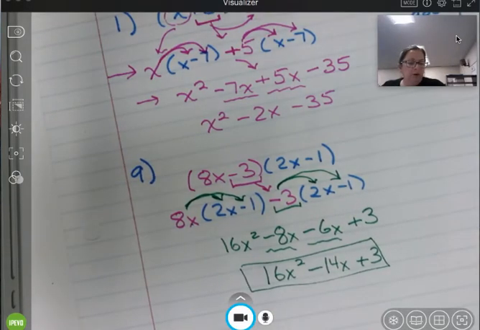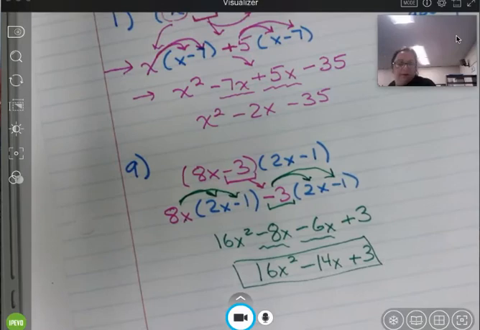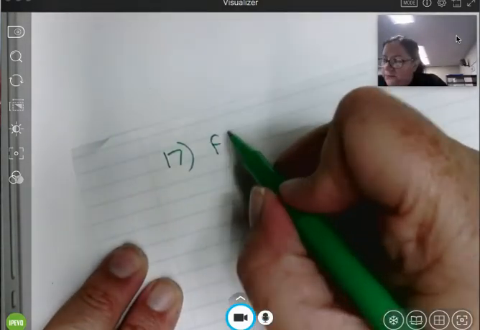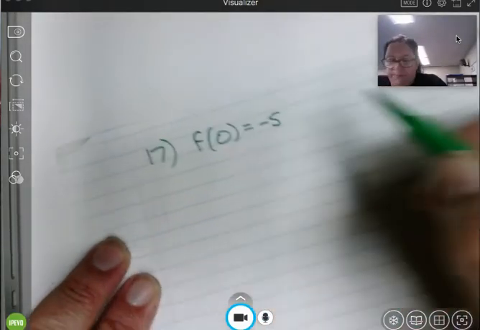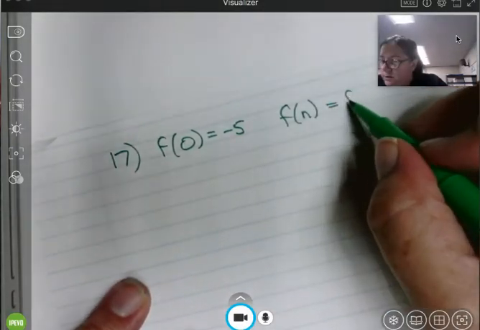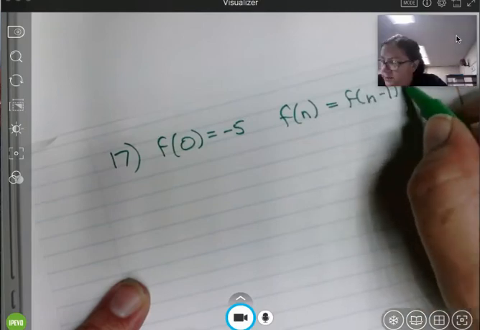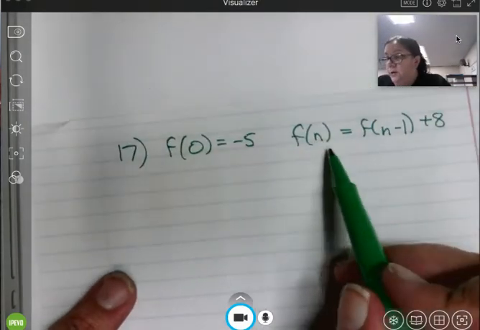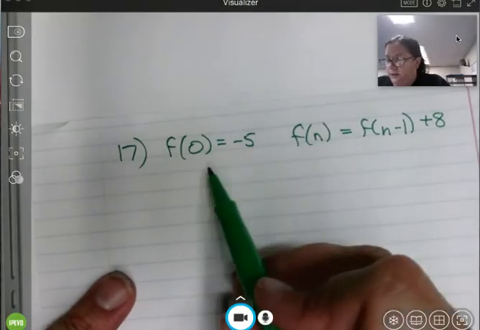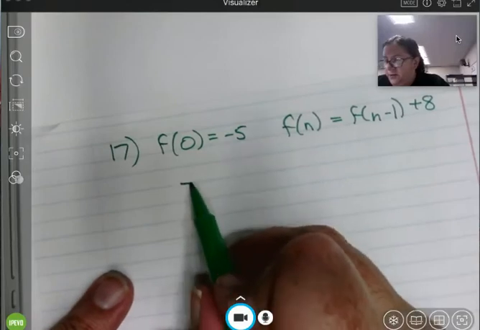We went over one more that's part of the homework, and that was number 17. What you see in number 17 is they give us a little bit of information. They say, hey, f of 0 equals negative 5. And then they say f of n equals f of n minus 1 plus 8. So this is a recursive equation. We can recognize that. And this is an initial value. And they tell us to write the first 5 numbers of the sequence.